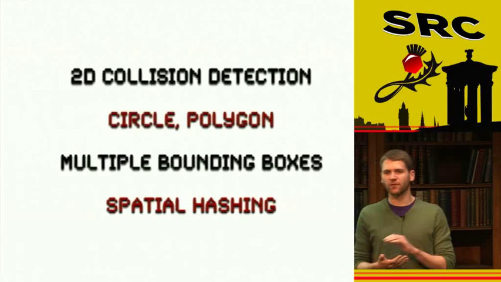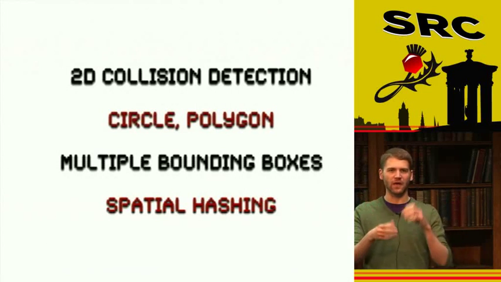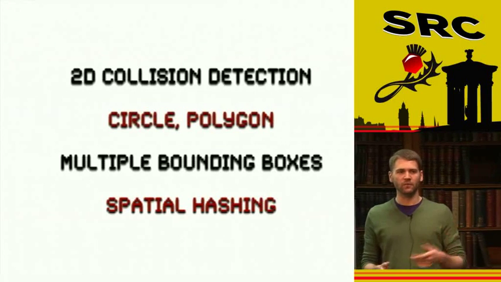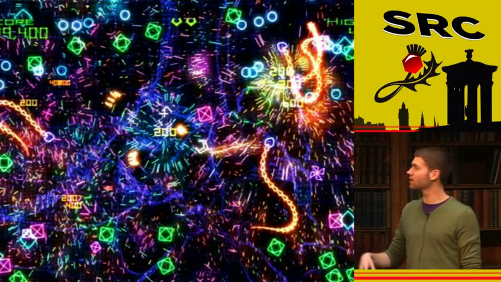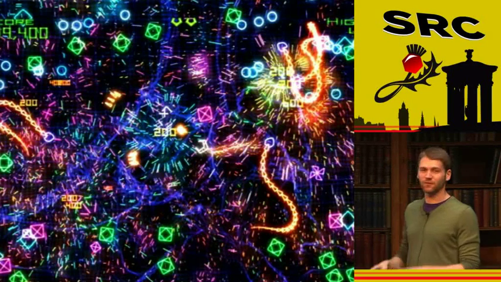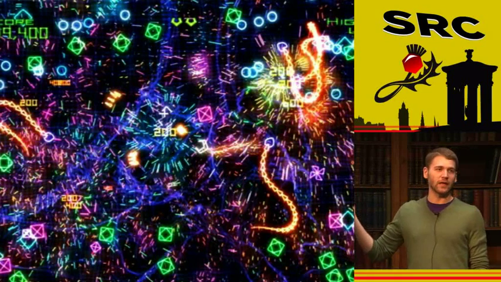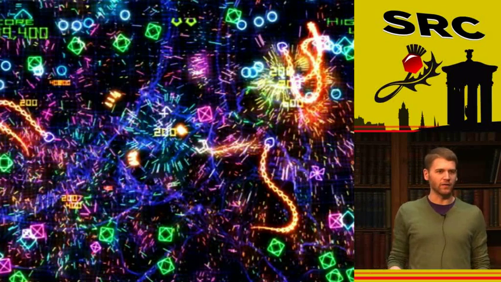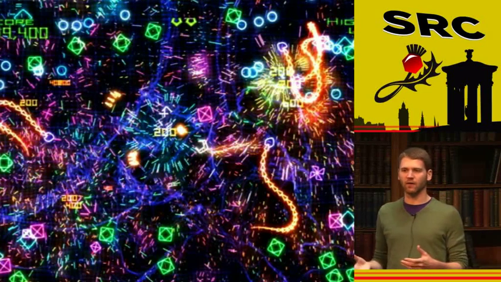So if I want to run collision detection in Pong, it's pretty simple. I've got a ball, I've got two paddles, they may hit, they may not, on any particular iteration of the game loop. If I'm doing something more complex, let's say a game like this, this is Geometry Wars, which is awesome. If you've ever played Geometry Wars, there's a lot going on at any given time on the screen. There's just a much, much larger number of potential entities.